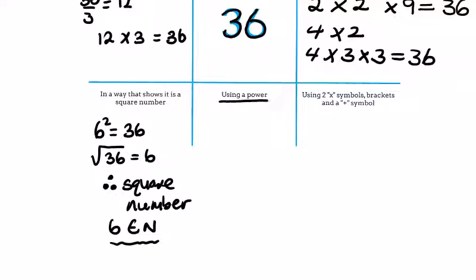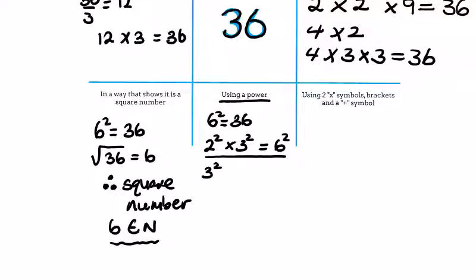Now we're asked to use a power. Well, we already have that 6 squared is 36. Let's look at another power here. 2 squared, 4. 3 squared, 9. 2 squared by 3 squared, 4 by 9 is 6 squared. Is there a pattern here?